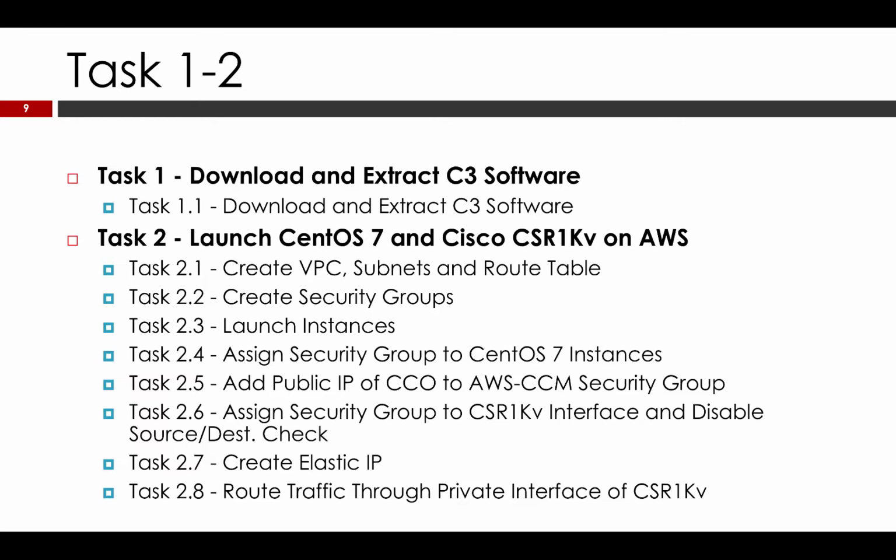Tasks 1 and 2 comprise the following. First of all, obtaining the CloudCenter software, for which you will need the right credentials. This is for execution purposes. Next, we move on to task 2. Here we will be creating instances, security groups, and devices such as VPCs, subnets, and also routing tables. Then you will have to tie the security groups to the instances, and after doing so, the user will add the public IP of the CCO to the AWS security group.